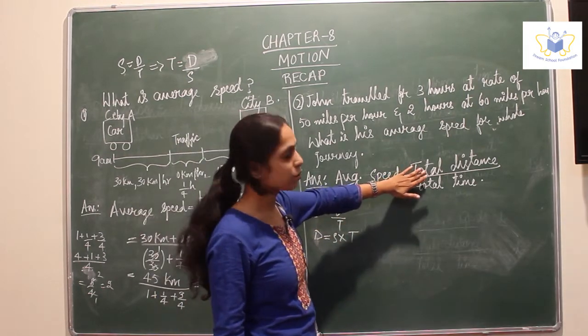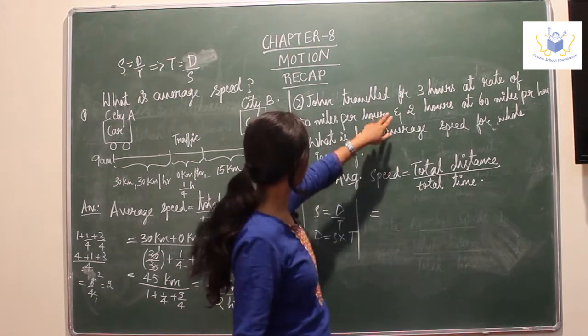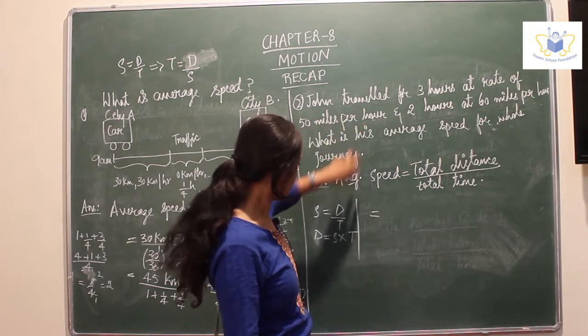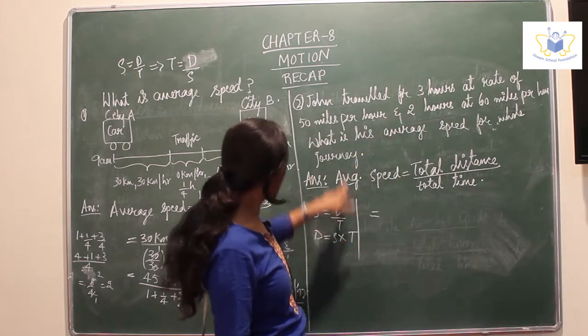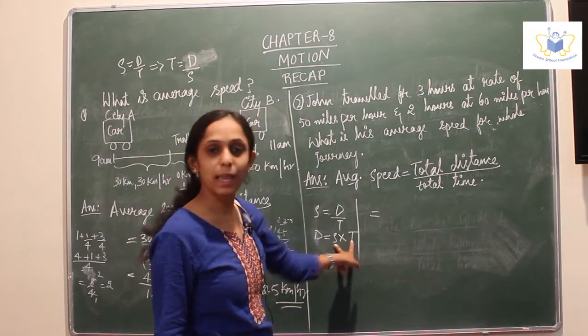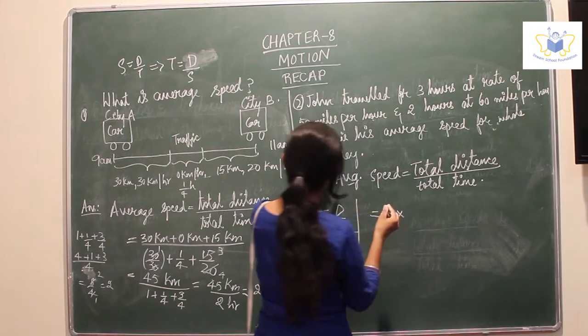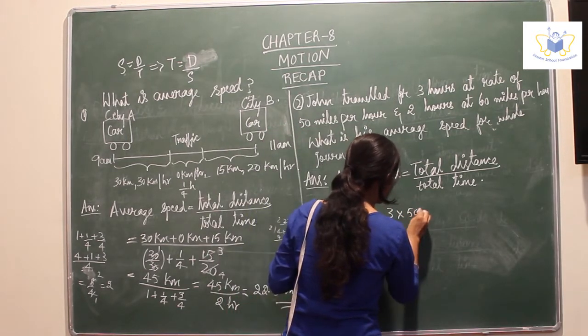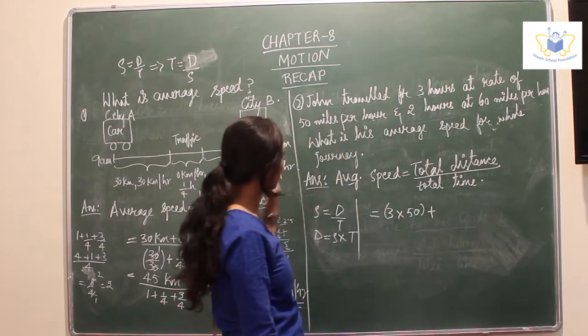Now, in place of distance, I will use this. So, what is my first speed given? 50 miles per hour. And what is its time taken? 3 hours. So for 3 hours, I am taking 50 miles per hour. So I can multiply my speed and time for the first half, which is 3 into 50. Correct? Since it is total distance, you will have to add it, just like your previous problem.